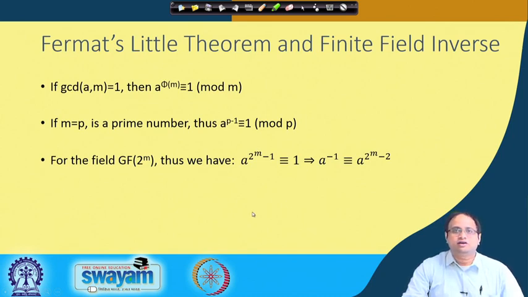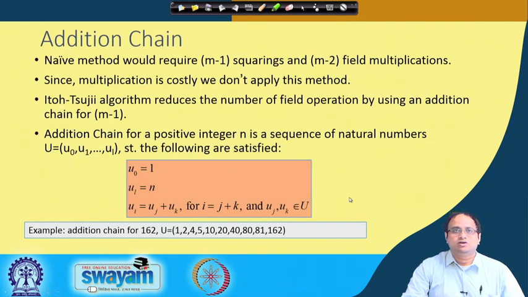So, how will I compute this a to the power of 2 to the power of m minus 2 is what we need to discuss, if I want to compute a to the power of minus 1, or the multiplicative inverse of a. Here there is a technique which is based on what is called an addition chain. If I want to naively compute a to the power of 2 to the power of m minus 2, then I will require m minus 1 squarings and m minus 2 field multiplications. Now, multiplication is costly, so we do not apply this naive method. Instead, we can apply an algorithm called the Itoh-Tsujii inversion algorithm, which uses the addition chain.